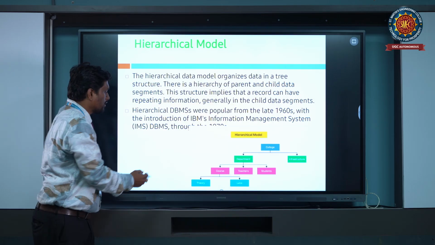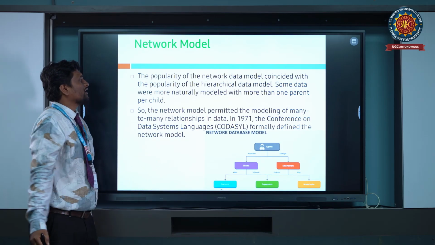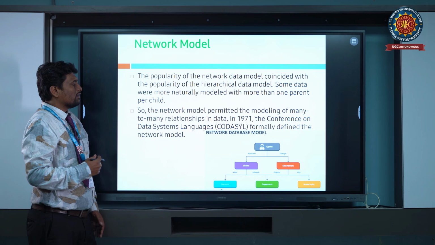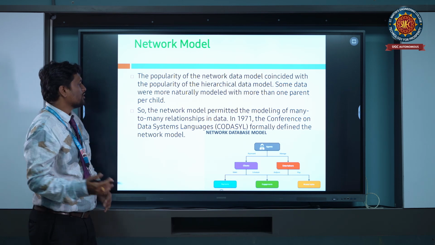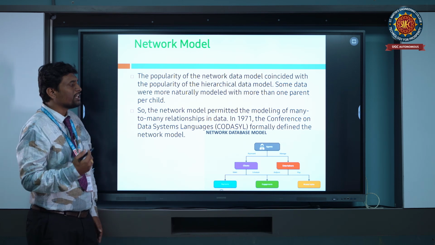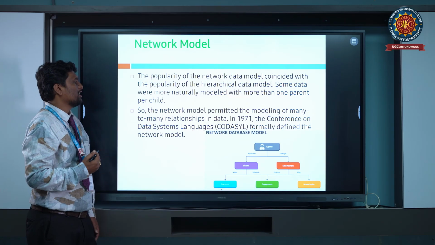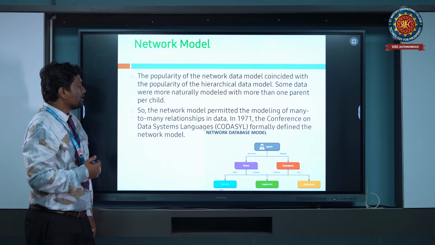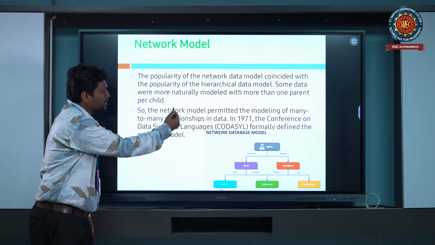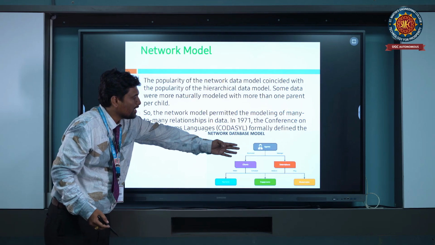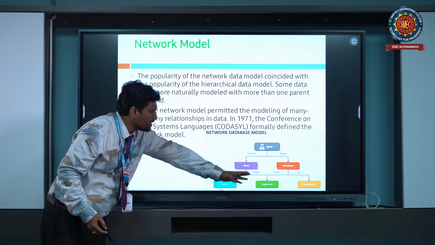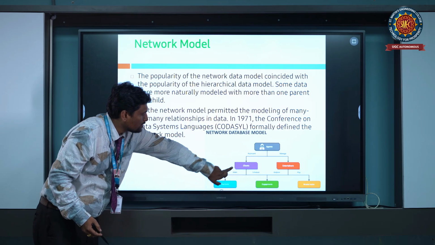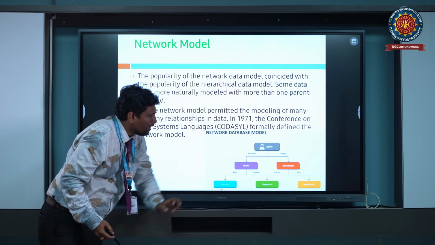All of this is used in a hierarchical process. The next one is the network model. A network is one connection to another connection. The network model is a primitive model of many-to-many relations in data. It was introduced in 1971. Suppose an agent has clients and enterprises, and the enterprises and clients are connected through payments and engagements.